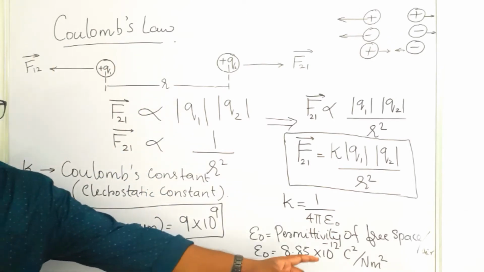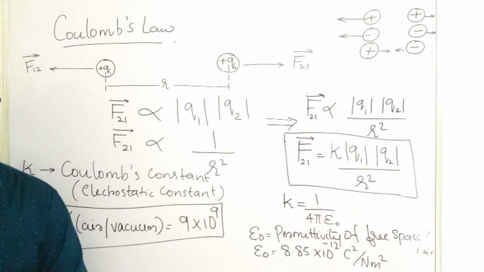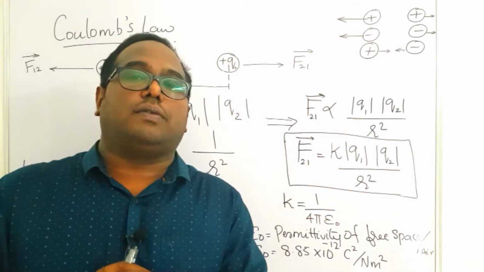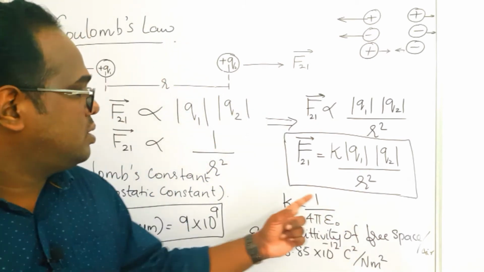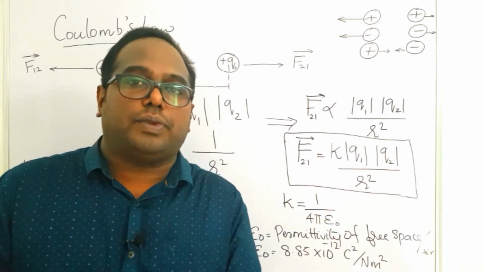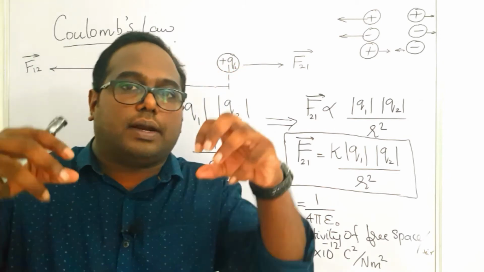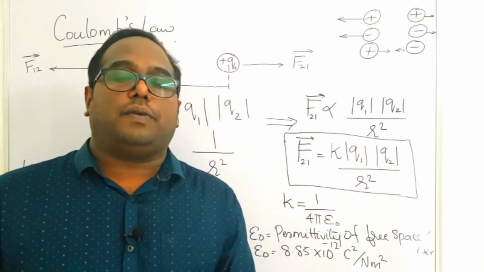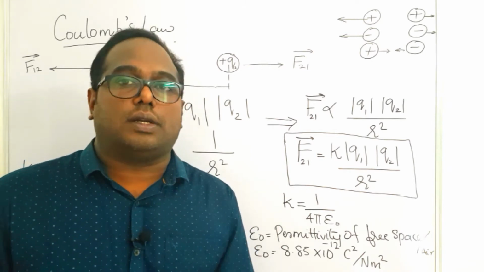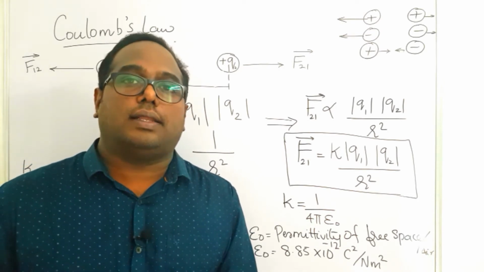When you substitute this value in this equation, you can directly use K is equal to 9 into 10 raised to 9 for air or vacuum. If the medium between those two charges given in the question is air or vacuum, you can use these values. Otherwise, we have to find the permittivity of that particular medium. If two charges are kept in a liquid of a different permittivity, we have to find the permittivity, or that permittivity value may be given in the question. Such questions and that concept we will discuss in another video.